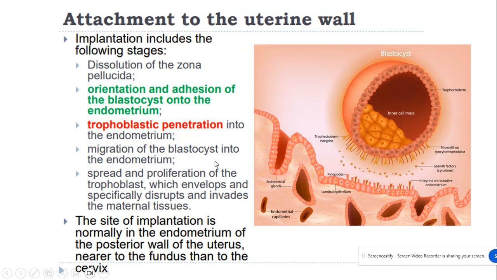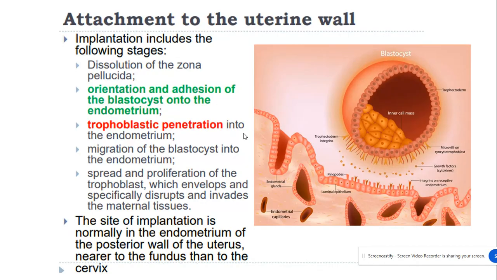Attachment to the uterine wall, right? So it has this place we just discussed. The implantation includes the following stages: dissolution of the zona pellucida, orientation, adhesion of the blastocyst onto the endometrium, right? We saw an endometrium lining, trophoblastic penetration into the endometrium, migration of the blastocyst into the endometrium. This is actually a process of how it attaches itself to the uterine wall, right?